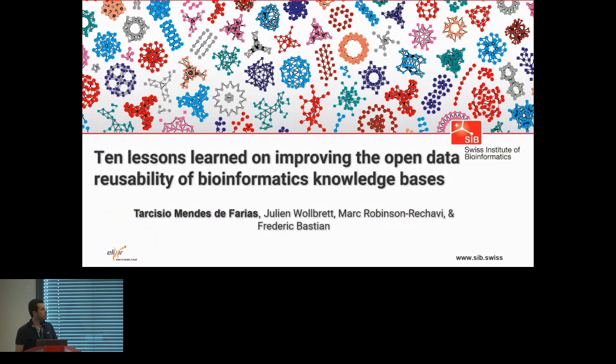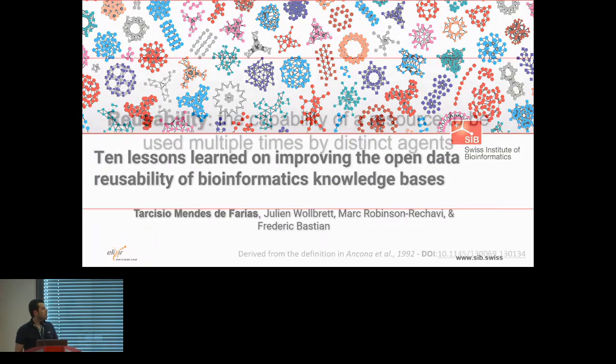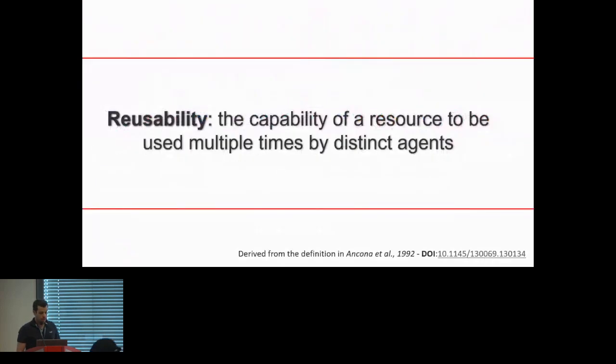by defining an important keyword here, the keyword reusability, under the scope of this work. By reusability, we mean the capability of a resource to be used multiple times by distinct agents. A resource here can be interpreted as data, a workflow, or a software tool. Distinct agents could be an organization, a software agent, or a person. This definition is an extension of one by Akonen et al.